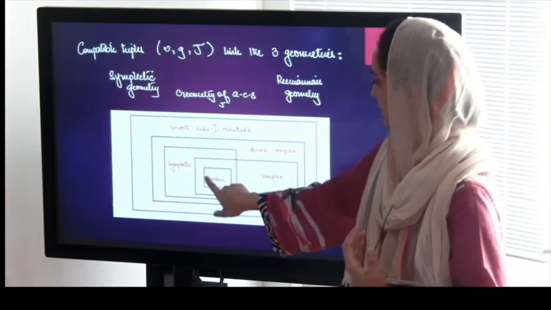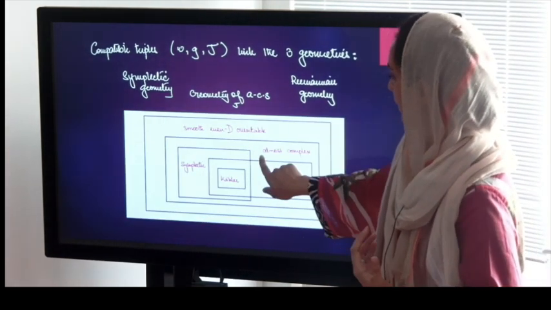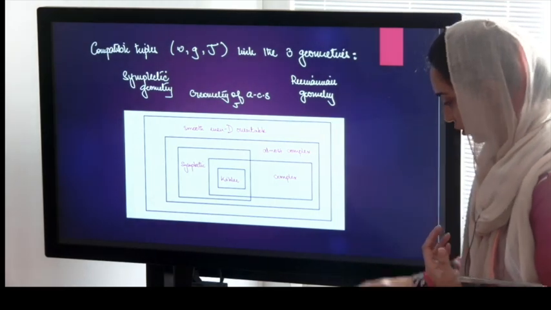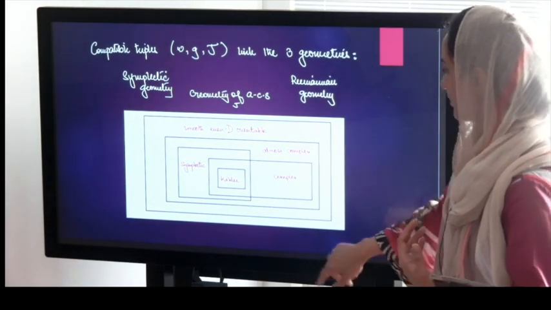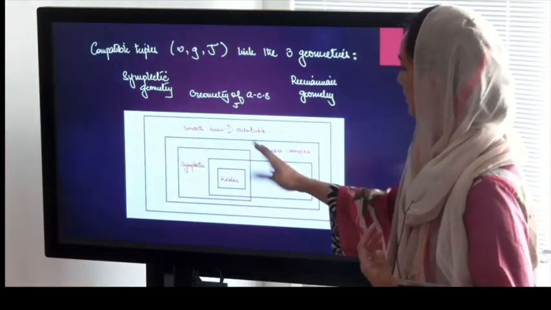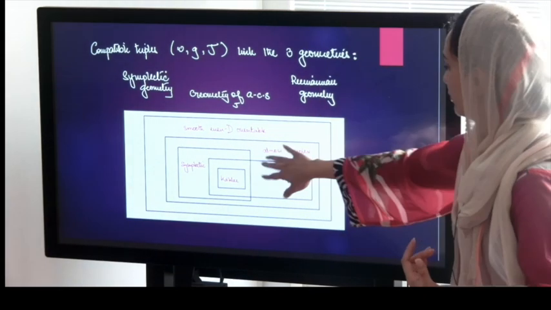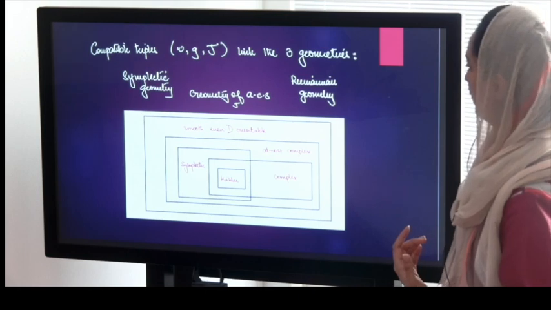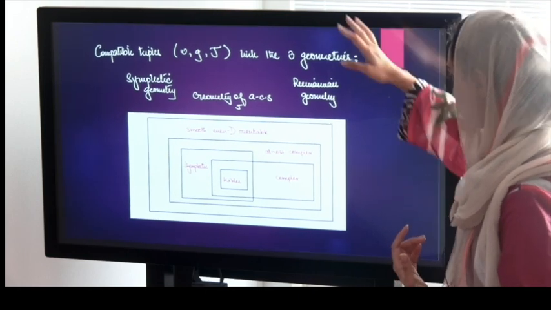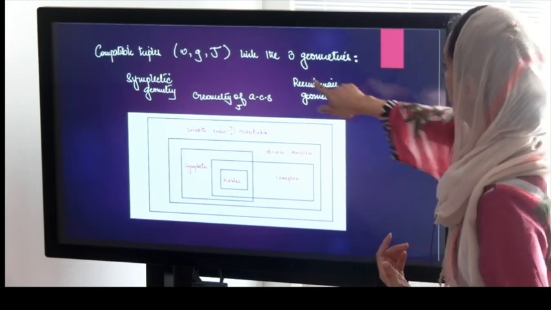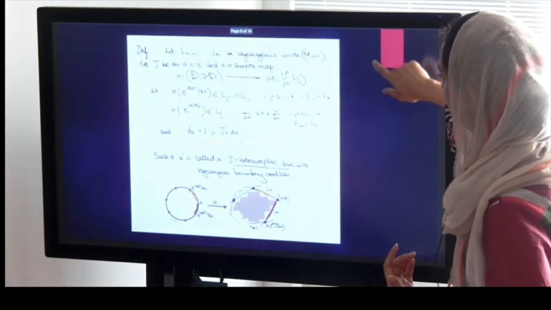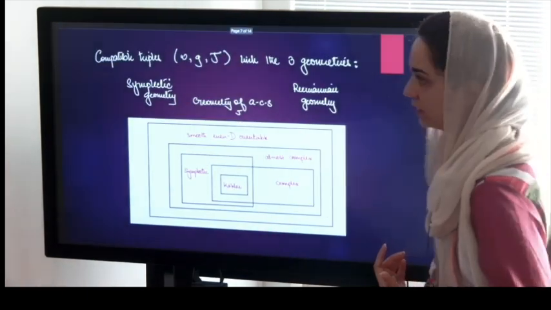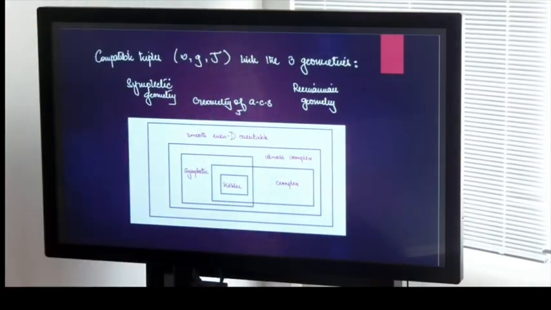That's what lies in this rectangle. And the ones for which it's not induced lie outside. And then Kähler is everything here. It's a class which is overlapping everything. So that's just to give you an idea of how these different structures interact. Okay, so we can go back to the board.